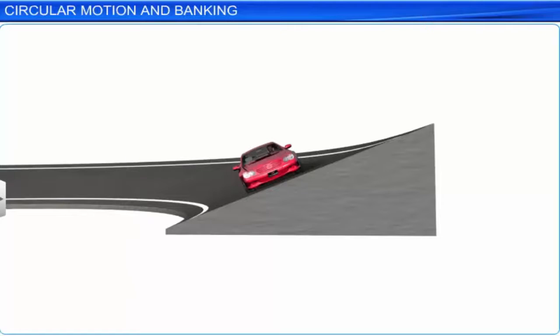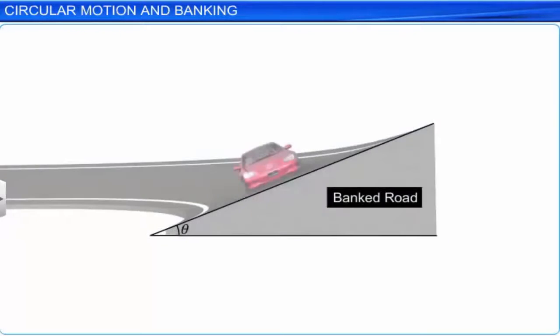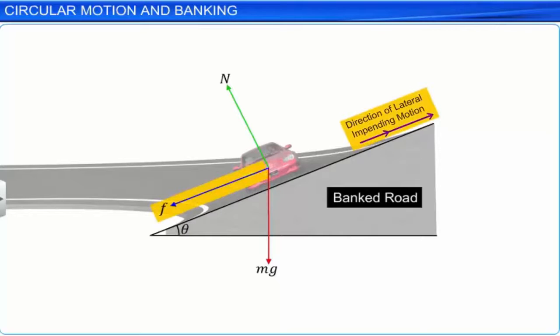Now let us look at a car moving on a banked road. Let us analyze the forces acting on the car one by one. The weight of the car, mg, acts vertically downward. The normal reaction, N, acts upward perpendicular to the road's surface. The impending motion of the car is away from the center of curvature in the lateral direction. The frictional force, F, acts opposite to this direction, that is, down the lateral slope.